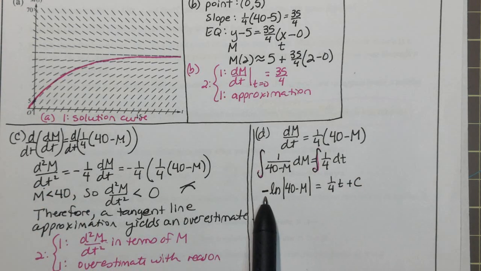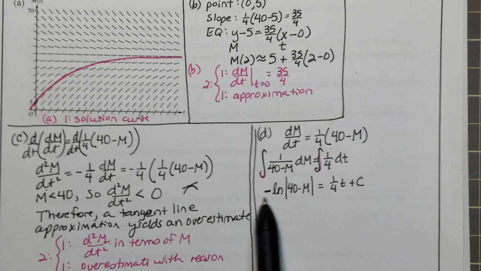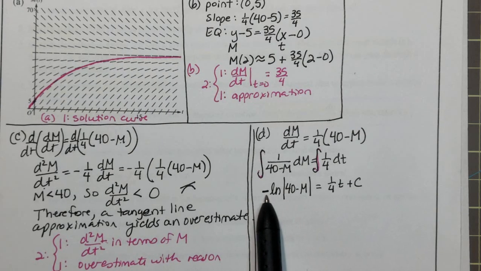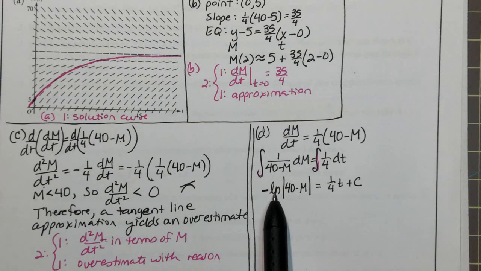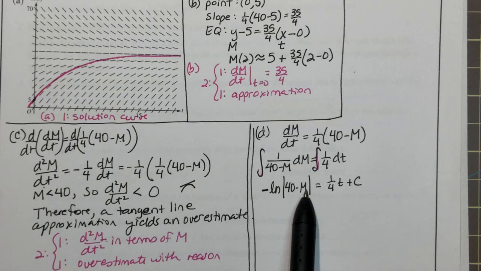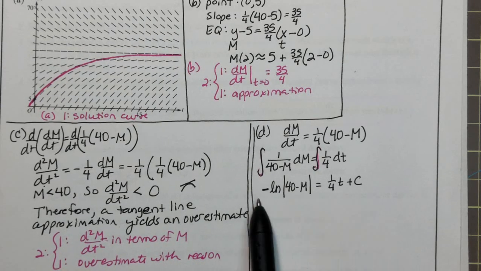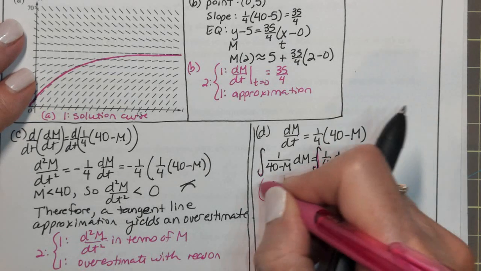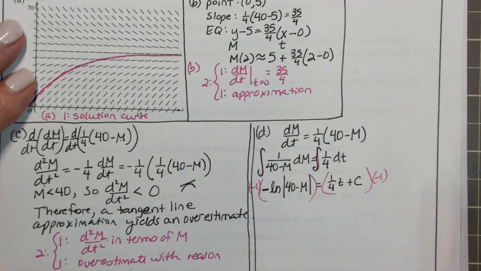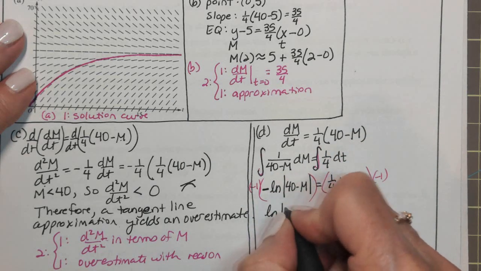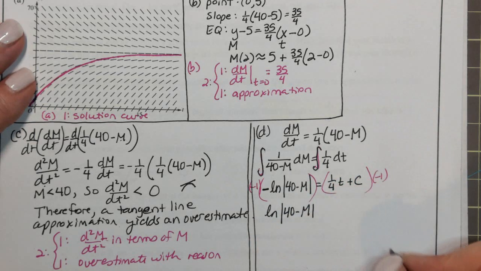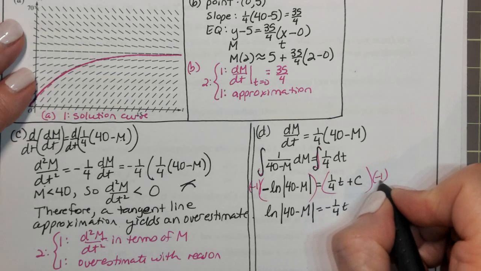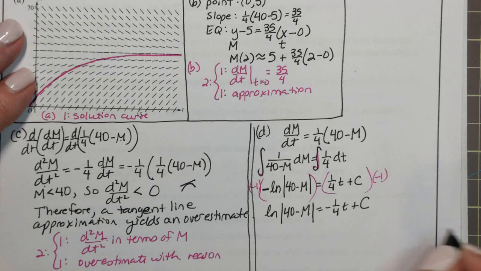Now, what to do with this negative? It does not get distributed inside here. So many times I see kids do that. This negative does not fly through that ln and get distributed. You cannot do that. Instead, multiply -1 on both sides to get rid of it. -1 times 1/4 t. -1 times c is just some other constant c.